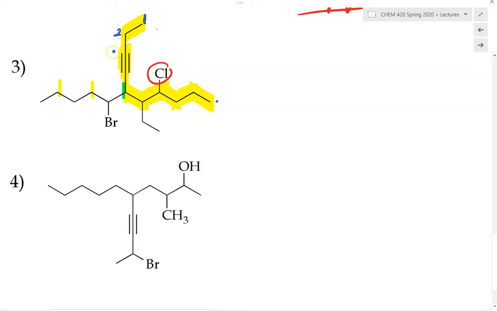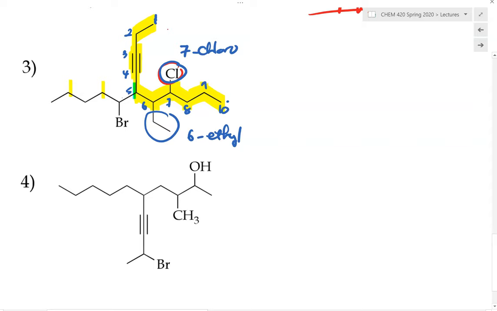And this will be number 2, 3, 4, 5, 6, 7, 8, 9, and 10. So here in this case, we'll be having a 7-chloro group for this substituent. And for this substituent, we'll be having a 6-ethyl. So list all of our substituents to make sure that we have everything named already.